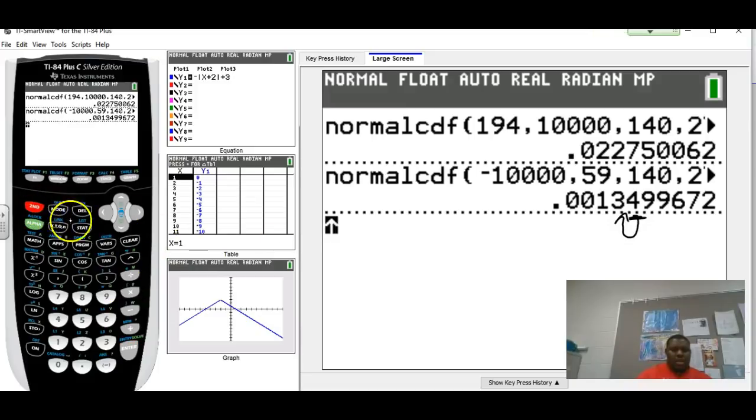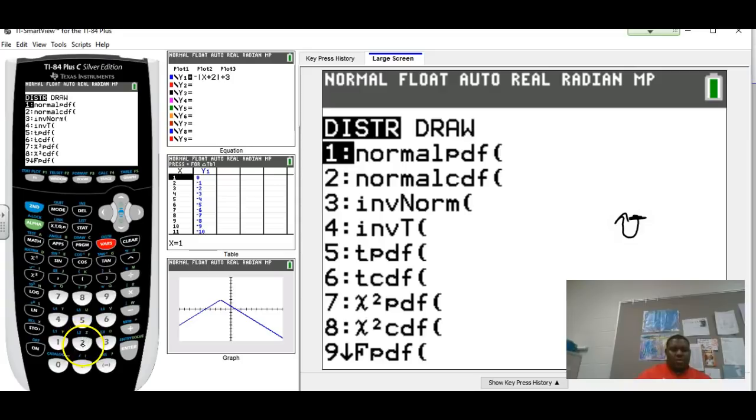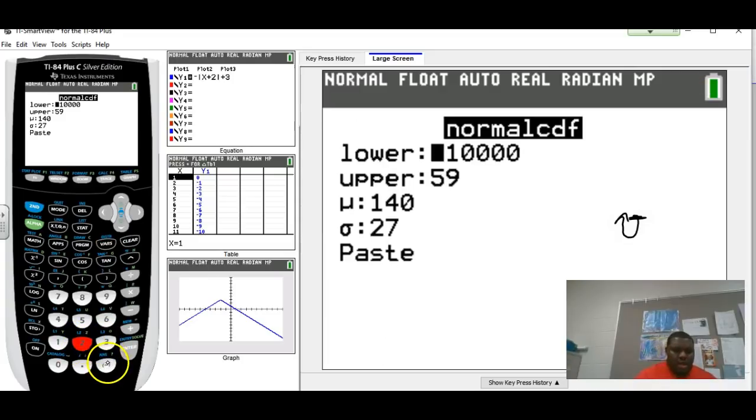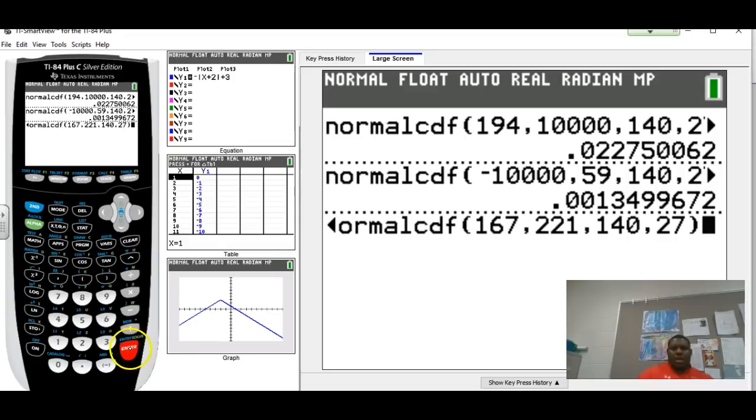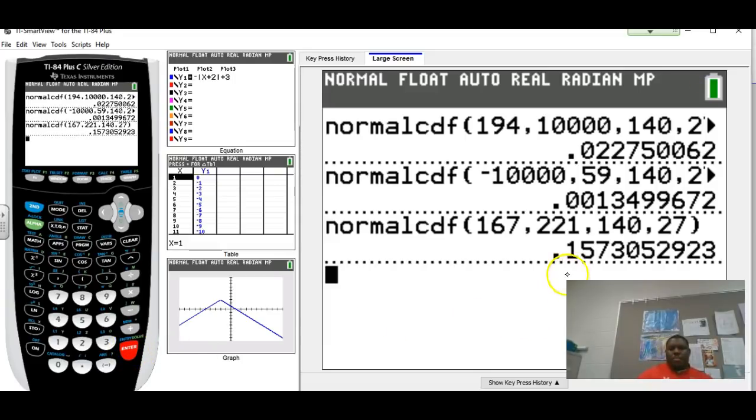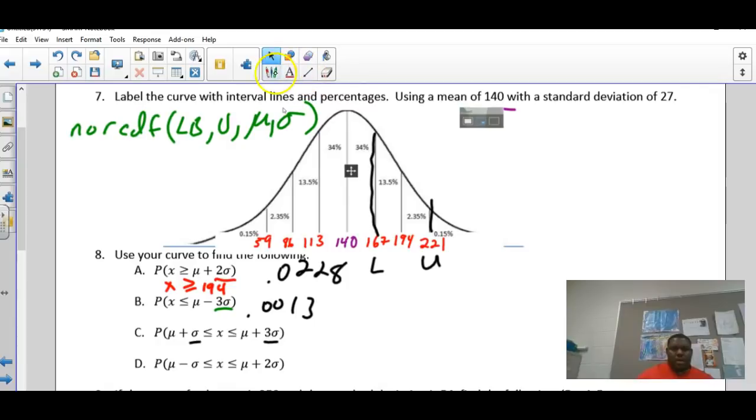I go second, VARS, normal CDF. 167 is my lower bound, 221 is my upper bound, and all this doesn't change. Hit enter again. Boom, 0.1573.